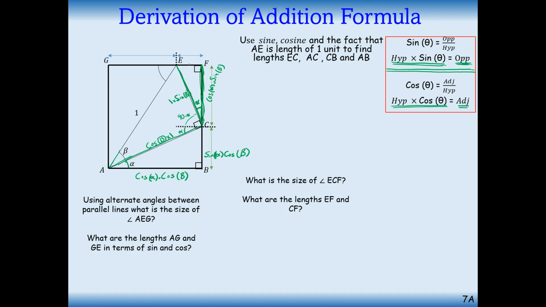There's only one more side that we need to calculate here, and that is E to F. E to F is the opposite side of the angle alpha. Opposite relates to sine, so sine of alpha multiplied by the hypotenuse, which in this triangle CEF is sine beta. So E to F is simply sine alpha multiplied by sine beta.